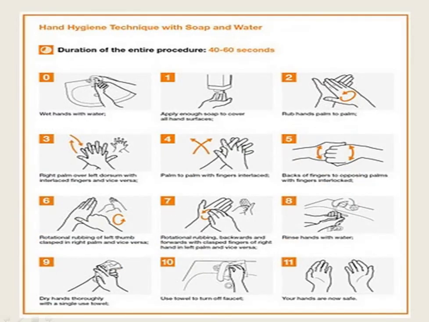If you see, the duration of the entire process with soap and water is 40-60 seconds. We first wet the hands with water, apply enough soap to cover all the surfaces, rub hands palm to palm, then right palm over left dorsum and vice versa. Then palm to palm with fingers interlocked, backs of the fingers to opposing palms, then rotational rubbing of the left thumb clasped in the right palm and vice versa, so that you get your hands dry.